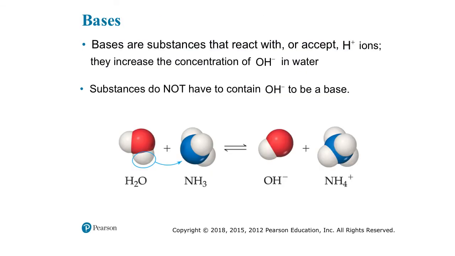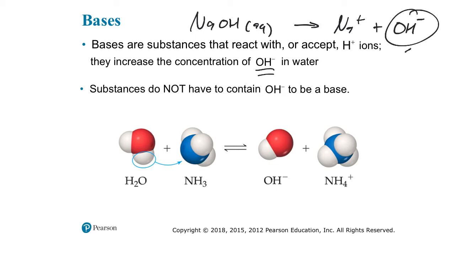So bases are substances that react with or accept H plus ions. They increase the concentration of hydroxide in water. And so a key example of a base might be something like sodium hydroxide, which is a water-soluble ionic compound. So it would make completely Na ions, so sodium ions and hydroxide ions. So anything that's making hydroxide is kind of the opposite of H plus because they pair together to make water. And so anything that makes OH minus in water would be termed a base.